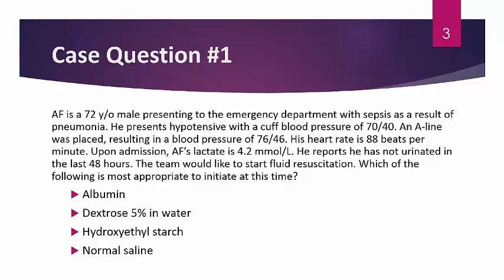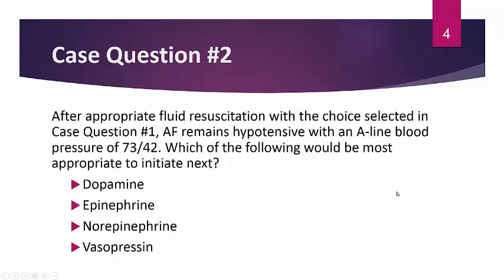The team would like to start fluid resuscitation. Which of the following is most appropriate to initiate at this time? Albumin, D5W, hydroxyethyl starch, or normal saline? The next question is, after appropriate fluid resuscitation with the choice you just selected in question 1, AF remains hypotensive with an A-line blood pressure of 73/42. Which of the following would be most appropriate to initiate next? Dopamine, epinephrine, norepinephrine, or vasopressin?